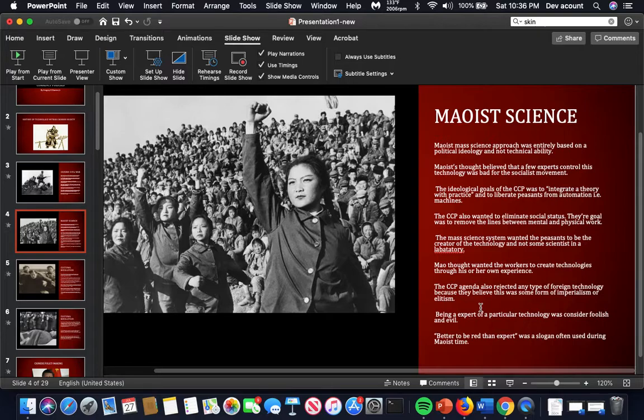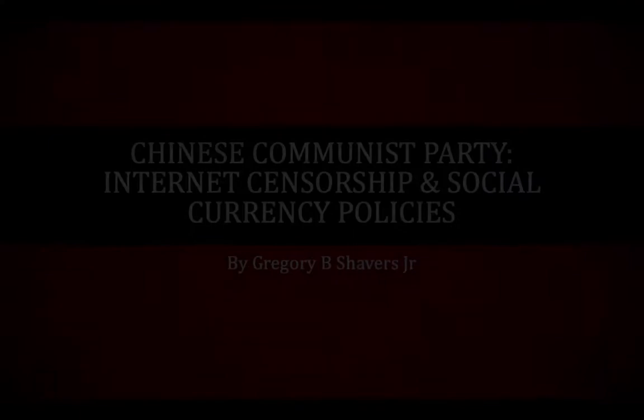The mass science system wanted the peasants to be the creator of the technology and not some scientists in a laboratory. Mao thought wanted the workers to create technology through their own experience. The CCP agenda also rejected any type of foreign technology because they believed this was some form of imperialism and elitism. Being an expert of a particular technology was considered foolish and even evil. "Better to be red than an expert" was a slogan often used during the Maoist time. It's very interesting times people were living in.